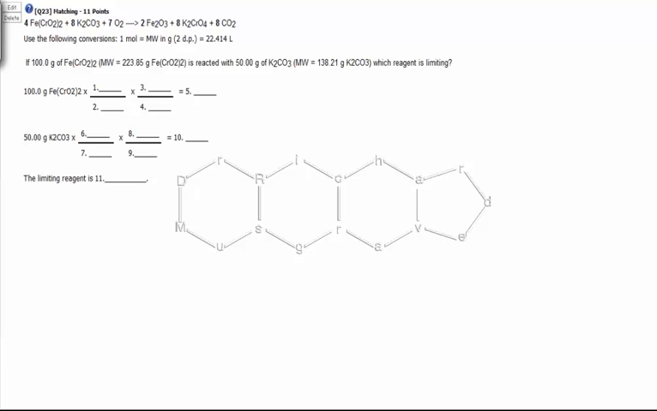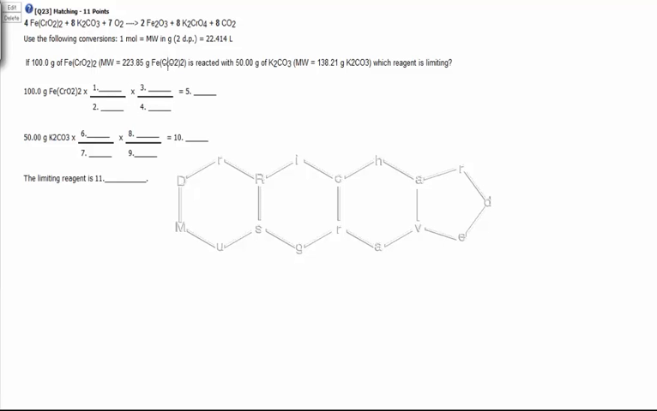Alright, so we're looking at a limiting reagent problem here. The problem is that we have 100.0 grams of FeCrO2 2, and we're going to react that with 50.00 grams of K2CO3. What we're going to do is figure out which reagent is used up first, or which one is the limiting reagent. In order to do this, we'll figure out the number of moles of FeCrO2 2 we have first, and then divide that by the number of moles we're using in the reaction equation.